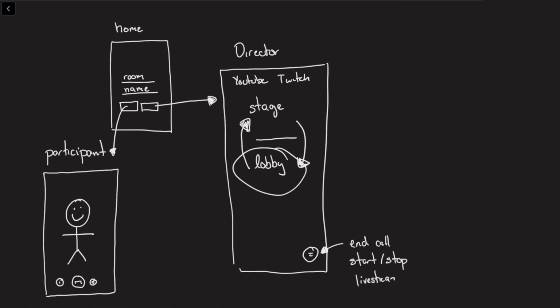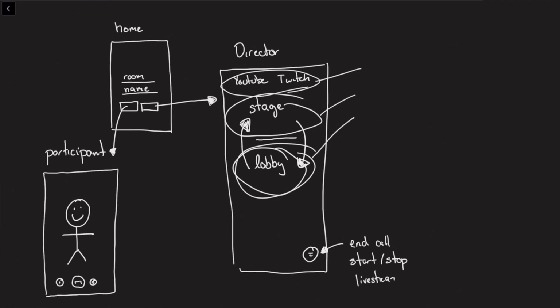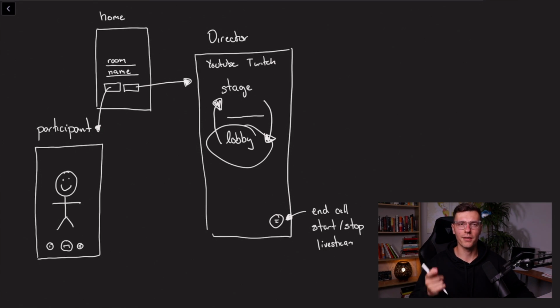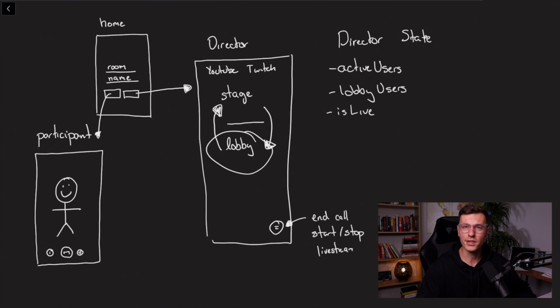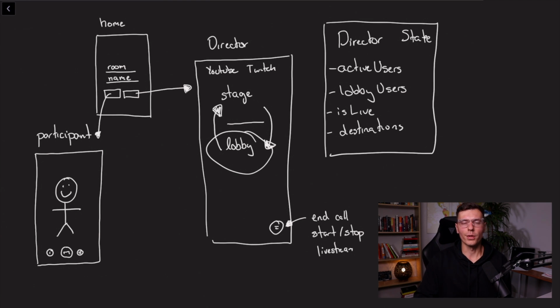So you could have something like a state object for the people on the stage, a state object for people in the lobby, a state object for what type of platforms you want to go to, and a state object for whether the stream is started or not. But for this, we're going to keep things simple. We're just going to have one state object for everything director related. So something like a director state. Now within here, we'll have active users, lobby users, an is live variable to tell us if we're live or not, and which destinations we want to stream to. So that is the state that we're going to be managing for this application.